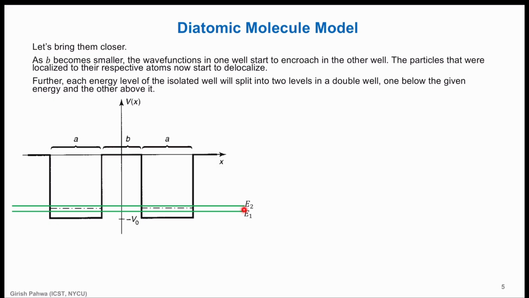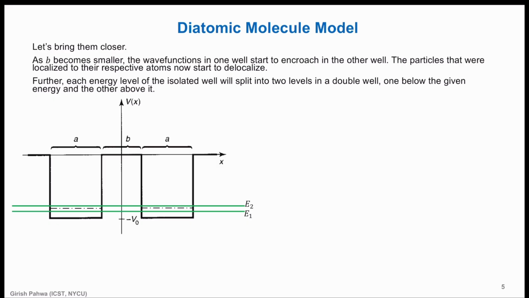Now the full-blown quantum mechanics treatment of this problem is possible. You can calculate from the Schrodinger equation that yes, there is actually E1 and E2, but we will mostly go qualitatively. Okay, we won't go into the mathematics of that. So if you solve the Schrodinger equation, you will find that there is an E1 and E2. There will be some splitting. So one electron will go in the ground state, another will go in the first excited state. Okay, two electrons, so you need two energy levels.